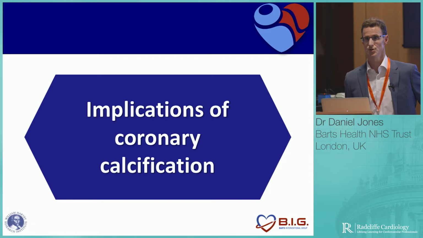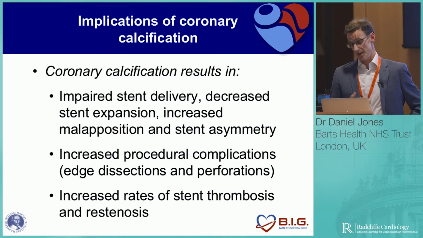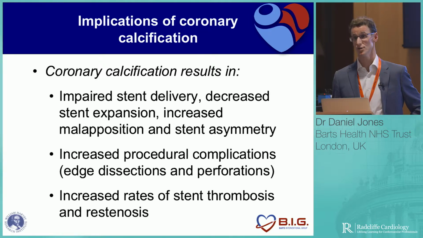So what are the implications? We heard in the introduction that this is an important topic and one where we need to understand the outcomes. And we know that heavily calcified coronary lesions are difficult to dilate adequately. It can be difficult to deliver stents and to adequately expand a stent, as I showed in the case, and therefore there are higher rates of malapposition and stent asymmetry. And this can lead to higher rates of procedural complications acutely, so dissection and perforation, and longer-term poor outcomes, specifically major adverse cardiac events, with higher rates of stent thrombosis and restenosis.